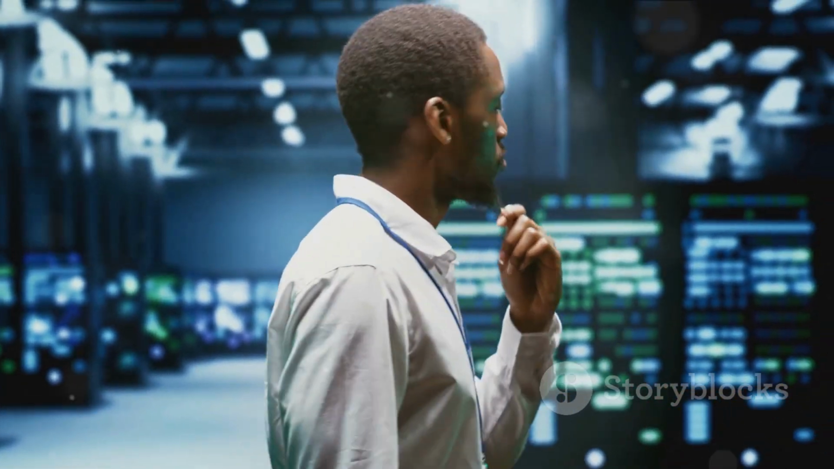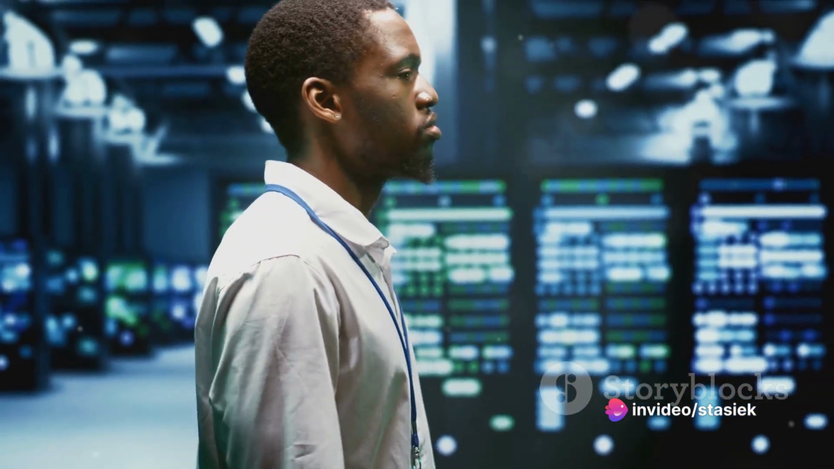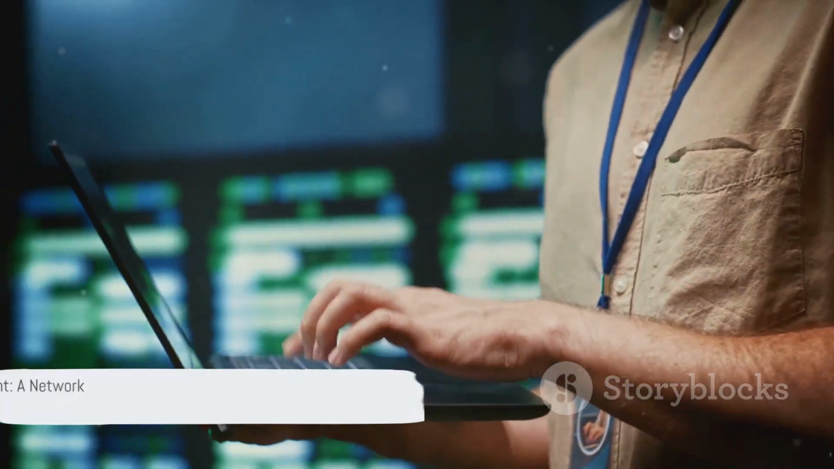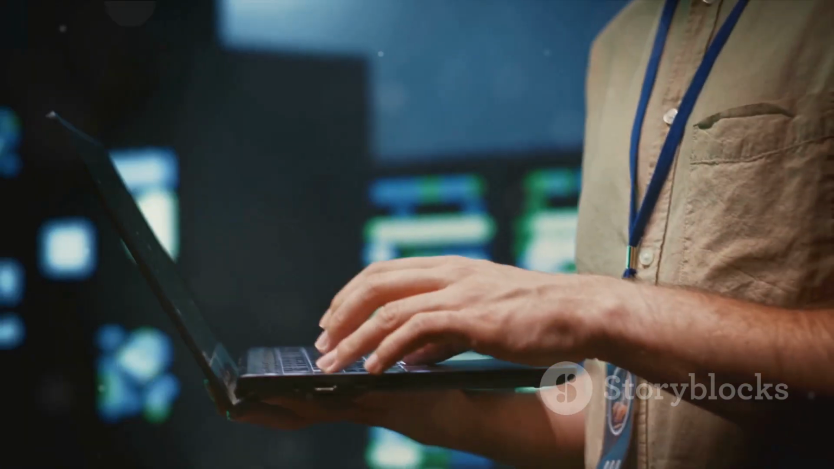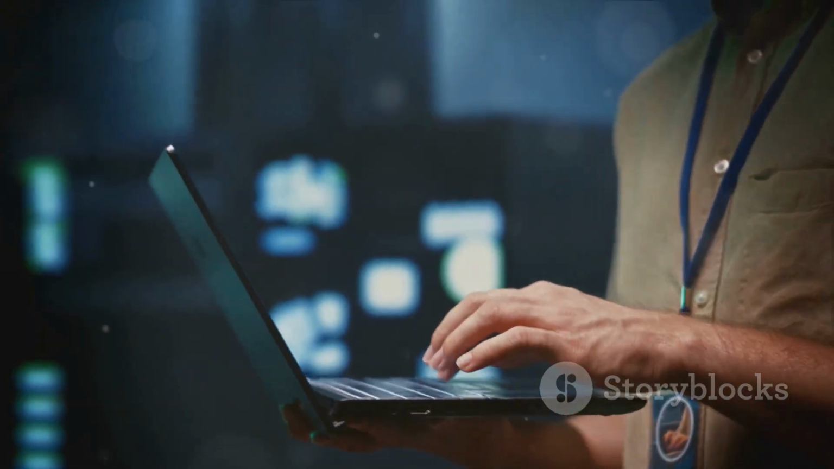Yet the real key here is the concept of continuity. This process isn't a one-time deal, it's a cycle, a loop. It's about continuous monitoring, regular updates, and constant vigilance. It's about staying proactive, not reactive. Remember, in the world of network administration, staying a step ahead in vulnerability management can be the difference between a secure network and a compromised one.